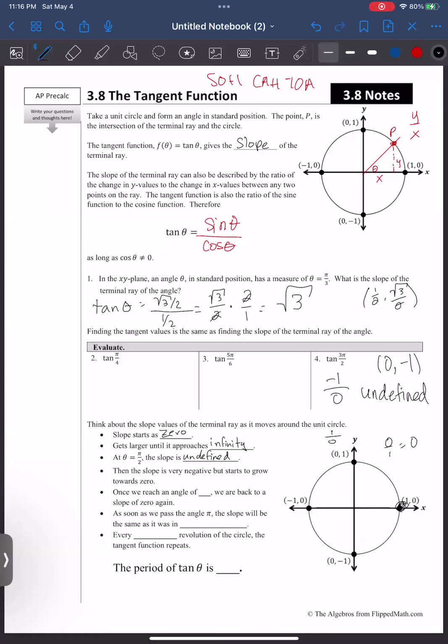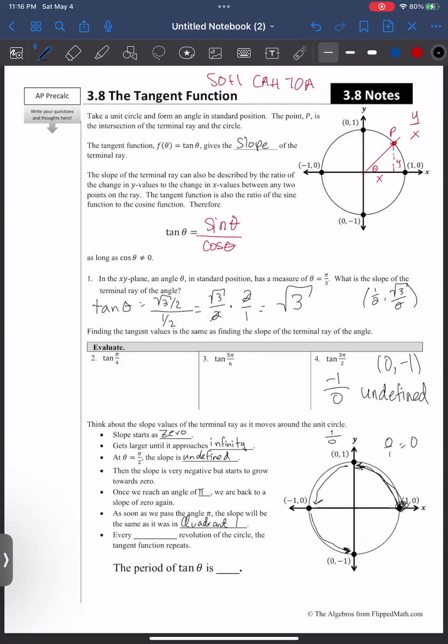Then the slope is very negative, but starts to grow towards 0. So I'm basically going like this. Then I hit here and I'm undefined. Then I go down all the way to pi. And once we reach an angle of pi, as I just said, we are back to a slope of 0 again. As soon as we pass it, the slope will be the same as it was in quadrant 1. It's going to start moving up.